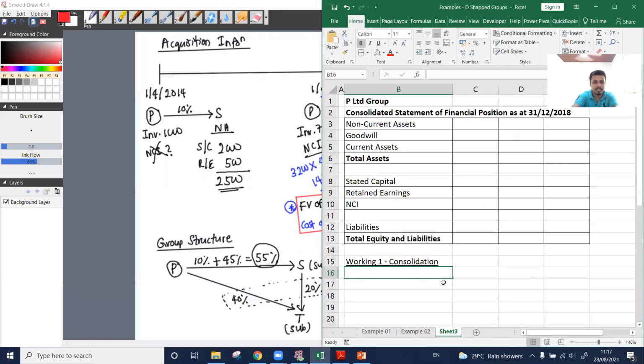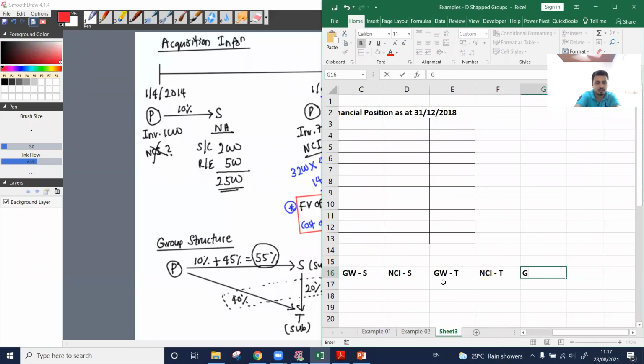For each subsidiary, we should have a column to calculate the goodwill as well as NCI. Goodwill of subsidiary S and NCI of subsidiary S. For T also, we need to have a separate column to calculate the goodwill as well as NCI. And finally, the group retained earnings column.